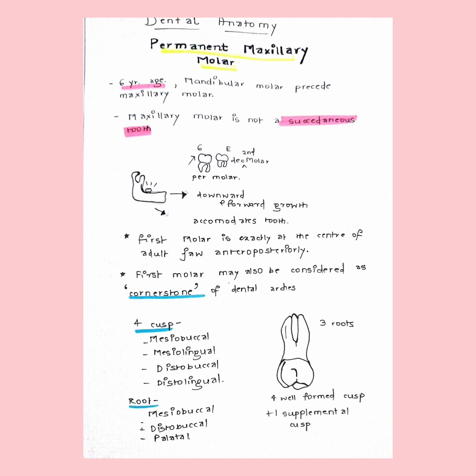So there is always downward and forward growth of the mandible going on, which accommodates the tooth. You will learn about this downward and forward growth of the mandible in your final year in ortho and in the chapter growth and development, so you'll understand it better. This downward and forward growth of the mandible will accommodate this tooth.